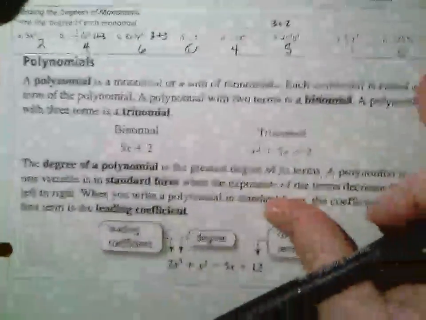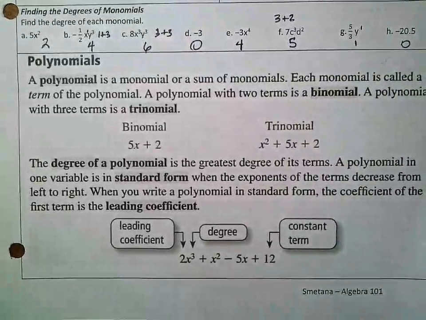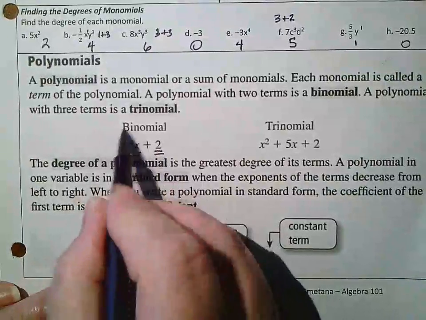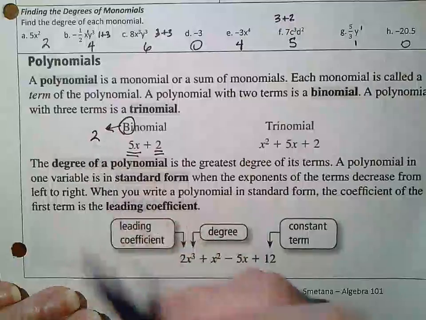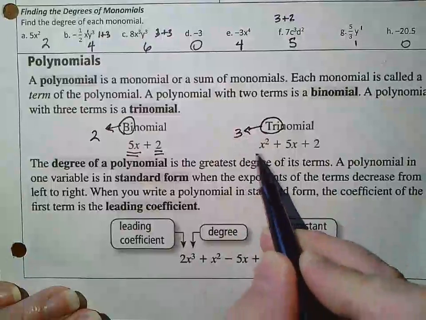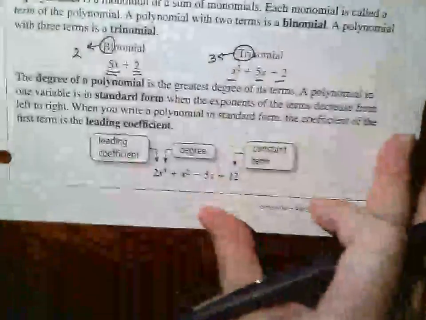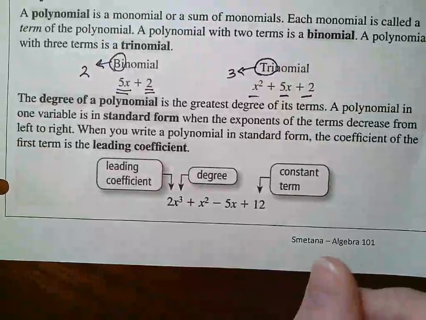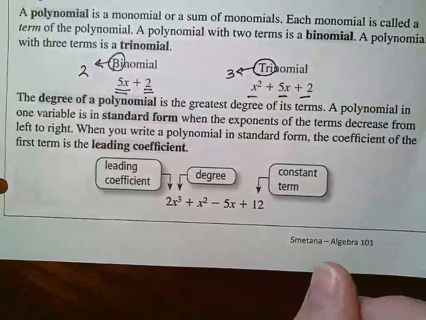So polynomials are a bunch of monomials put together with addition and subtraction. And each one of these is considered a term. And when you have two terms, this is a binomial because bi means 2. And a trinomial because this means 3. So you have 3 terms. Now when you're writing these, the degree of a polynomial is the greatest degree of all of its terms. So the largest one only.